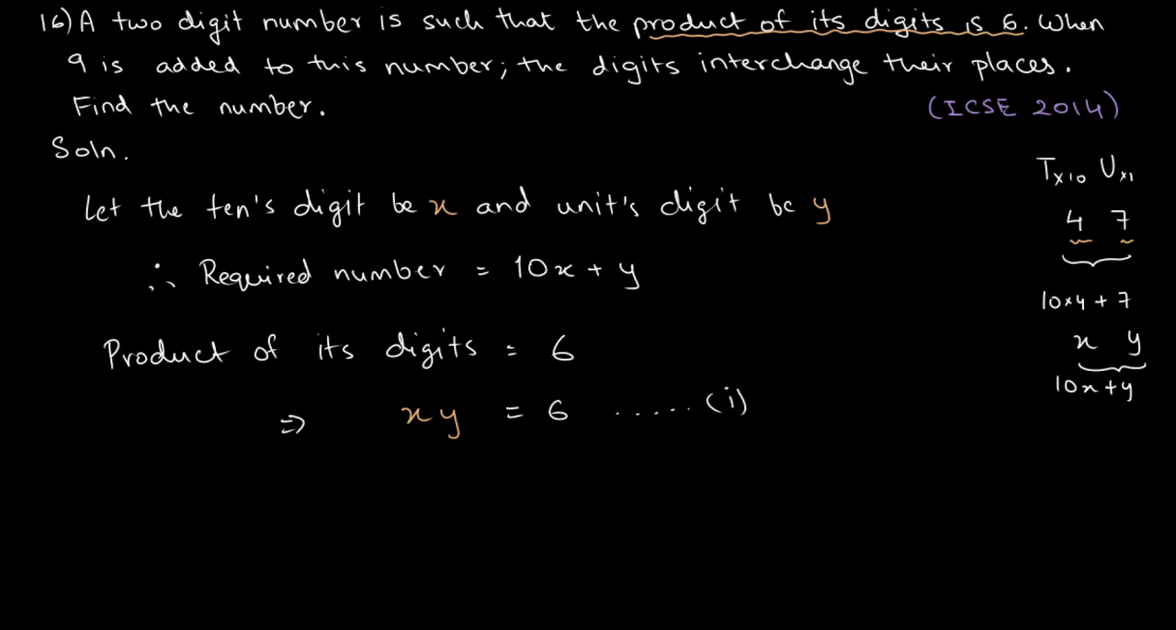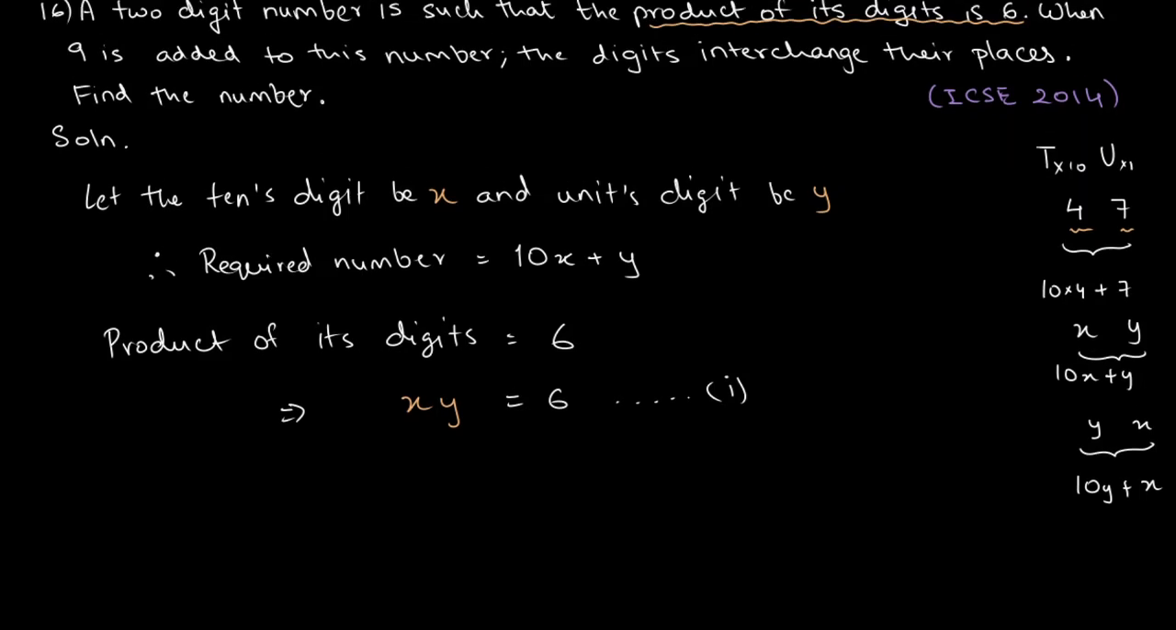All right. Now there's another condition given to us here. When 9 is added to this number, the digits interchange their places. Now think about this. x is in the tens place, y is in the units place, and when I add 9 to this given number, which is 10x plus y, the digits interchange. So I end up getting y in the tens place and x in the units place. In this situation, the new number is 10y plus x. So this is what we want to do here.